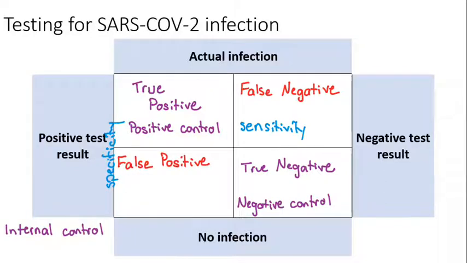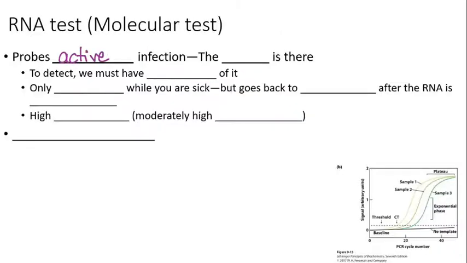So there are 3 tests, at least as is available in the middle of June of 2020. 3 types of tests. The first one is the RNA test. The RNA test, or otherwise known as the molecular test, probes for an active infection. The virus is actually there, and this is detecting the RNA. So to detect the RNA, we must have enough of it.